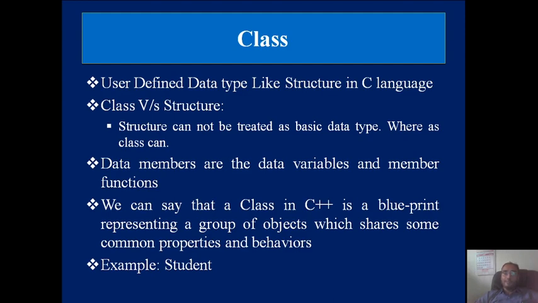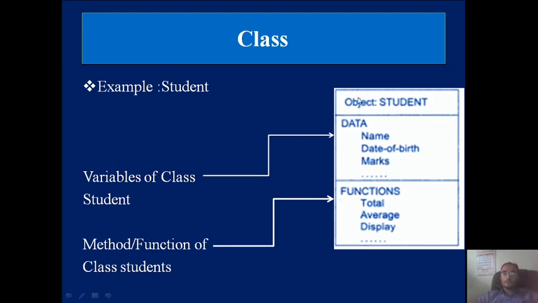For example, we can consider a student. If in our programming we need a user defined data type, say student, as we know there is no basic data type available in C or C++ with the name student, so we can create a class with the data type name student. In student, for example, there will be data and functions. The data will be the student name, date of birth, and marks.